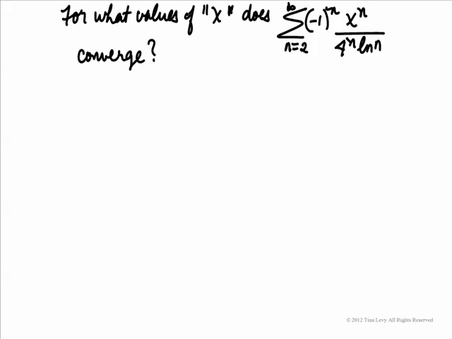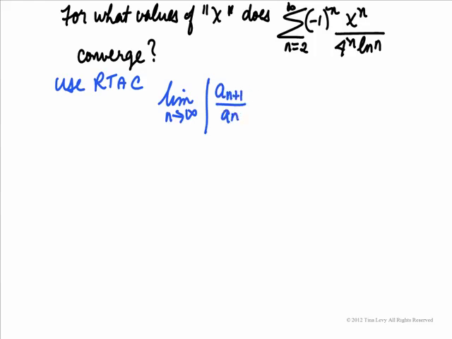We're going to see for what values of x the series the sum of (-1)^n x^n over 4^n log n converges. So we're going to use the ratio test for absolute convergence, which means we're going to look at the limit as n approaches infinity of the absolute value of a sub n plus 1 over a sub n. And that limit will give us an expression which we then force to be less than 1 for convergence.